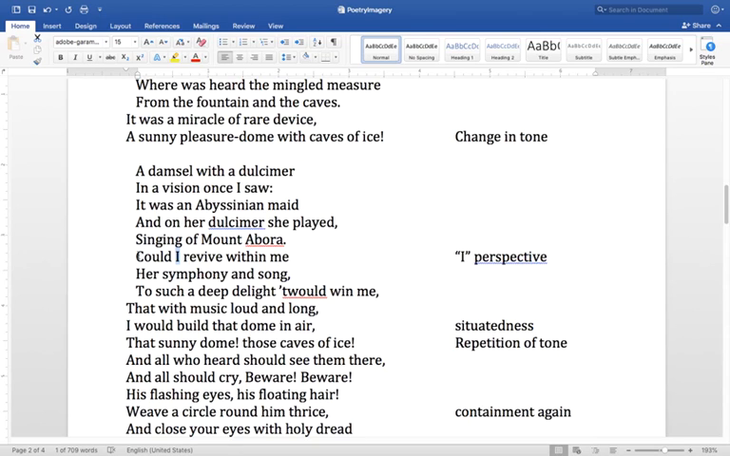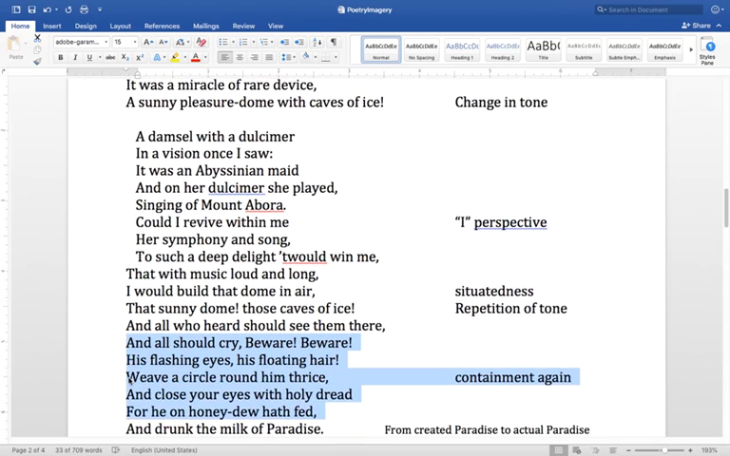Could I revive within me her symphony and song, to such a deep delight 'twould win me, that with music loud and long I would build that dome in air, that sunny dome, those caves of ice, and all who heard should see them there, and all should cry, beware, beware. And again, all of this seems so real in his opium-induced vision, but it prompts him to wish he could do something like this in his real life. And if he could create something like this in his real life, all around him would cry, beware, beware.